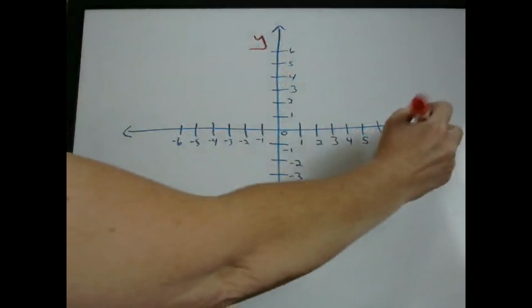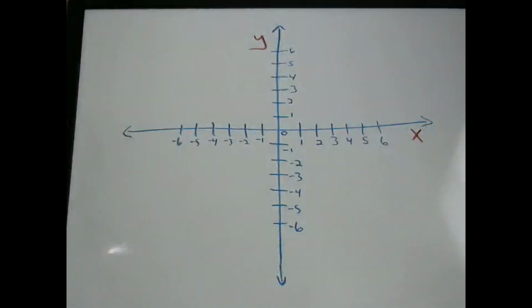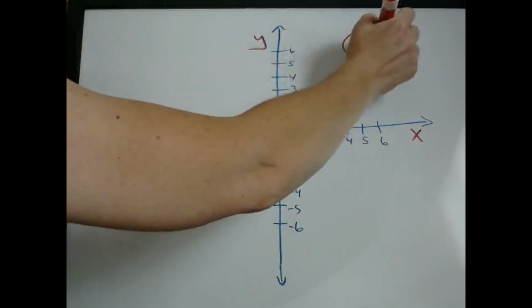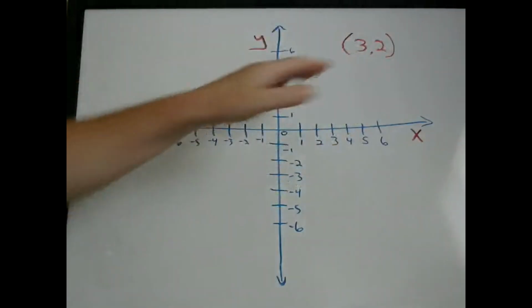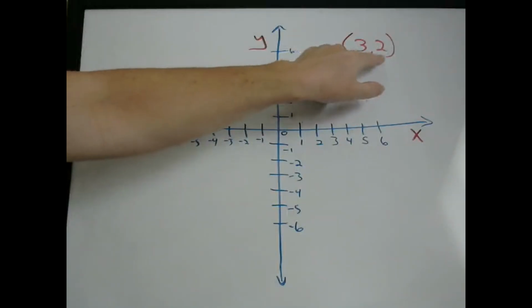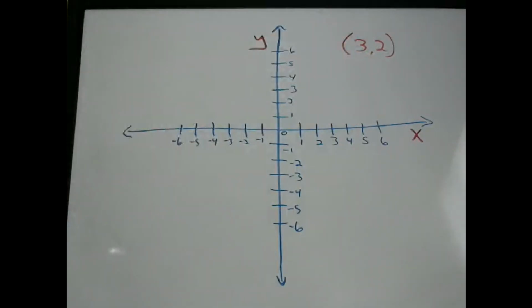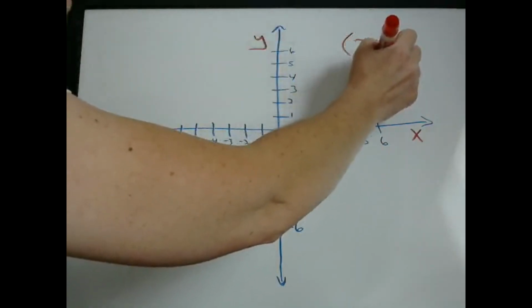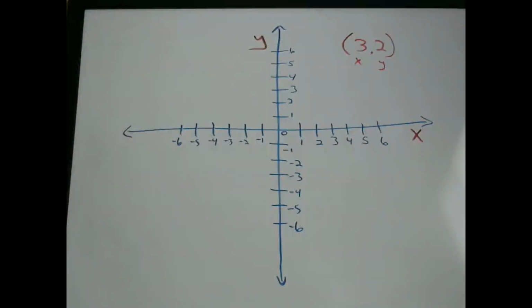The horizontal line is always the x-axis. When you're given a point, for example, (3, 2), points are always going to be written like this, where they're going to be in parentheses, and then you're going to have two numbers separated by a comma. The first number is always your x coordinate. The second number is always the y coordinate. So you have your x and your y.